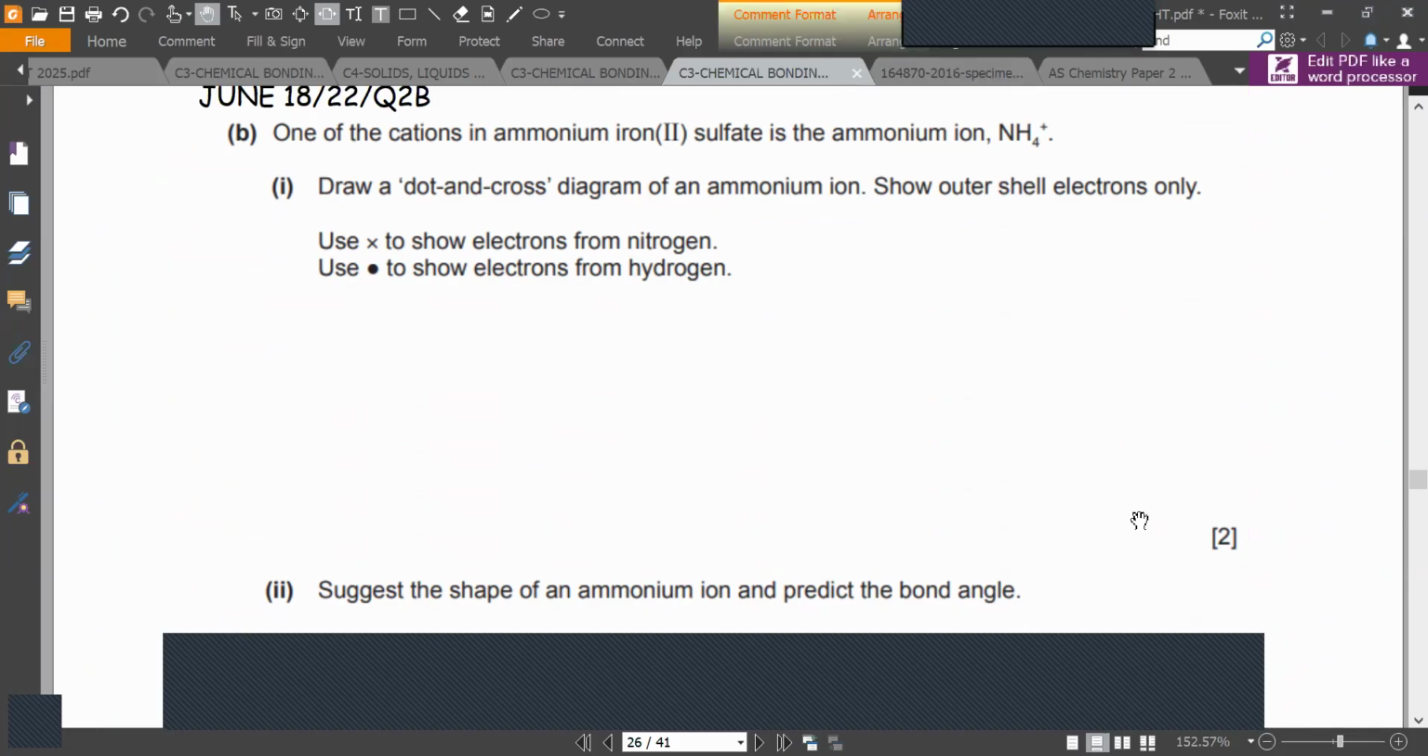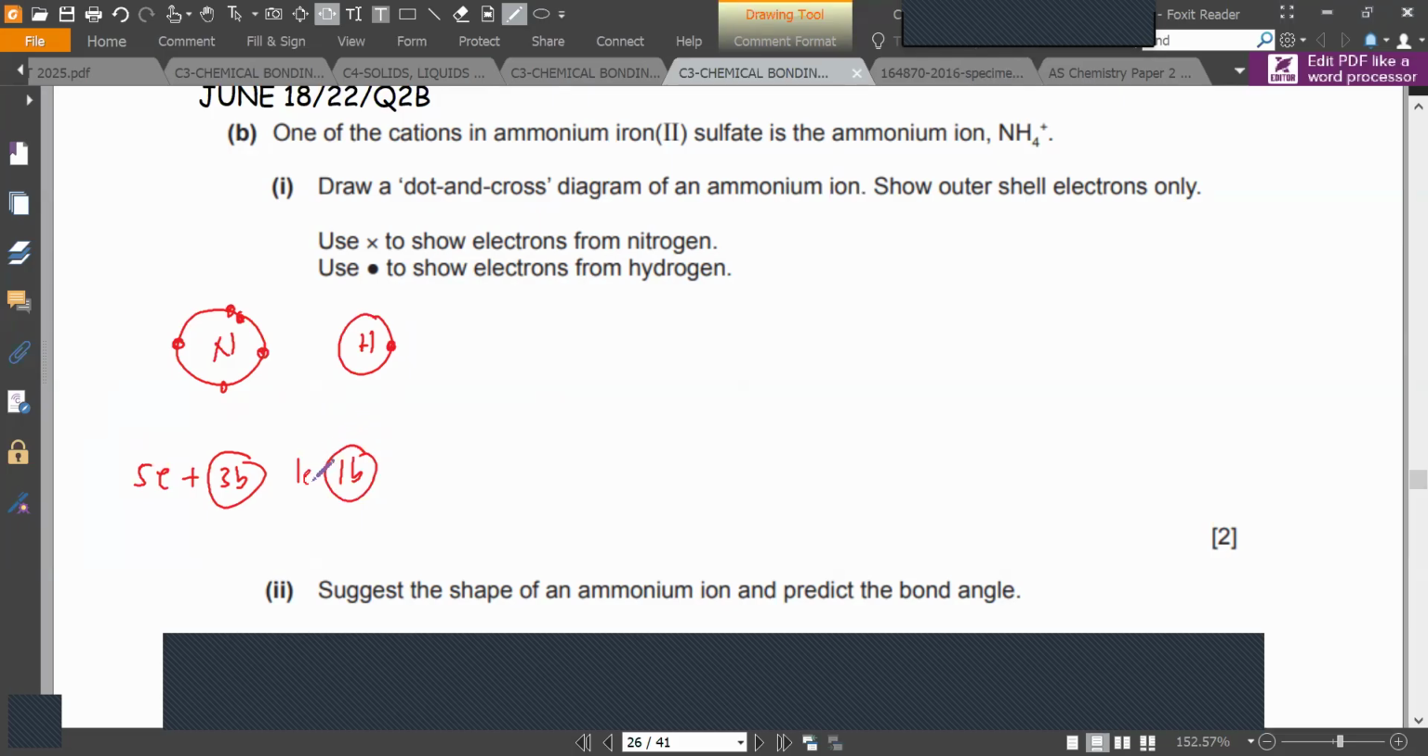Draw the dot and cross diagram of the ammonium ion. So we can start with the ammonia. Nitrogen has 5 outer electrons, group 5. It needs to form 3 bonds to get the octet. Hydrogen has 1 electron, so it needs to form 1 bond to get the full shell.